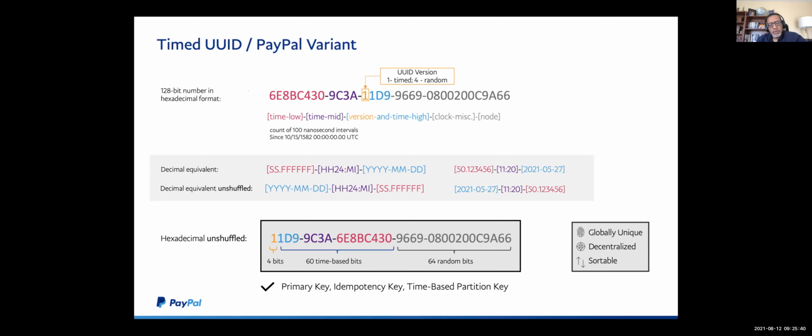As I said before, the primary key can be used as a primary key because it is globally unique. We can use it as an idempotency key. An idempotent operation is something which we want to make sure that you don't repeat, you do it only once. And it's a time-based partition key, right? So all of this rolled into one.